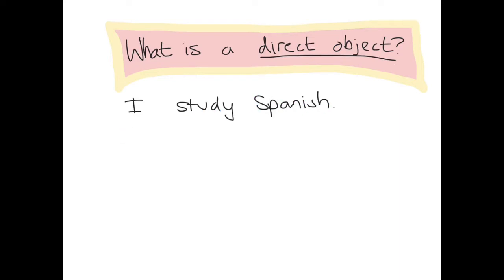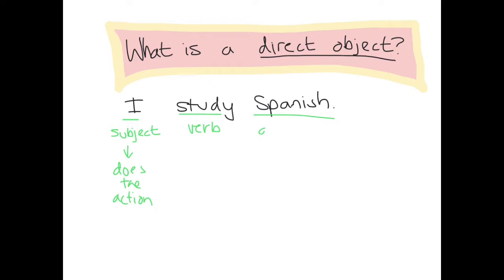I study Spanish. What are the parts of this sentence? Well, we've got three words, and they each play a different role. So I is your subject. It's what does the action. It's doing the verb. So that's your subject of the sentence, whatever does the action word. Our action word is study, that's our verb.